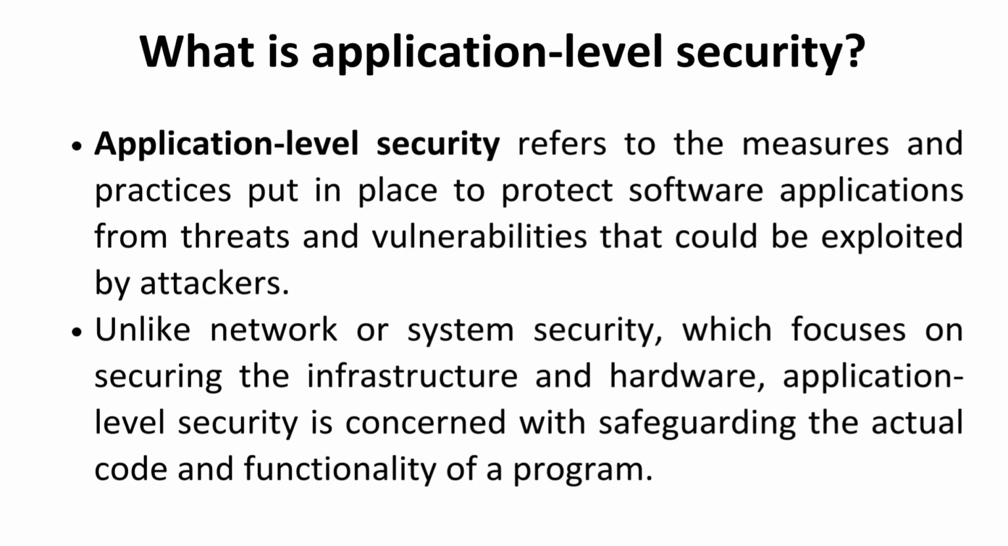Now, what is application level security? Application level security refers to the measures and practices put in place to protect software applications from threats and vulnerabilities that could be exploited by attackers. Unlike network or system security, which focuses on securing the infrastructure and hardware, application level security is concerned with safeguarding the actual code and functionality of the program.